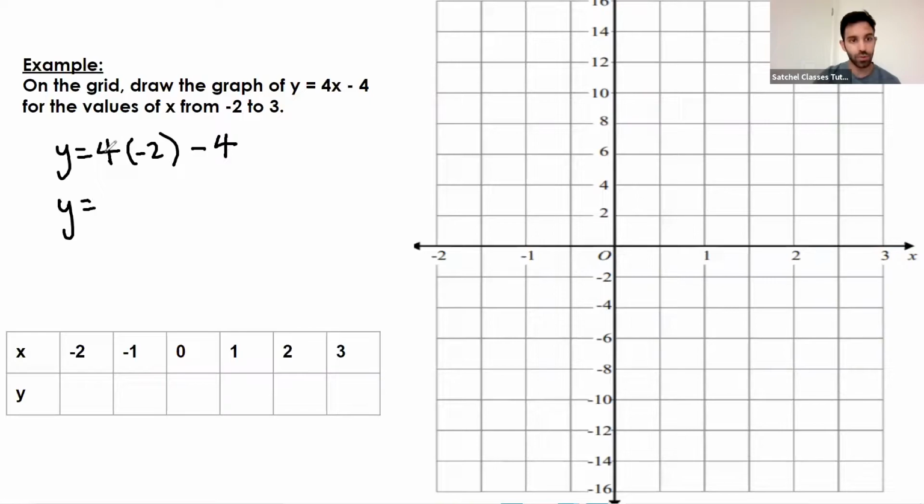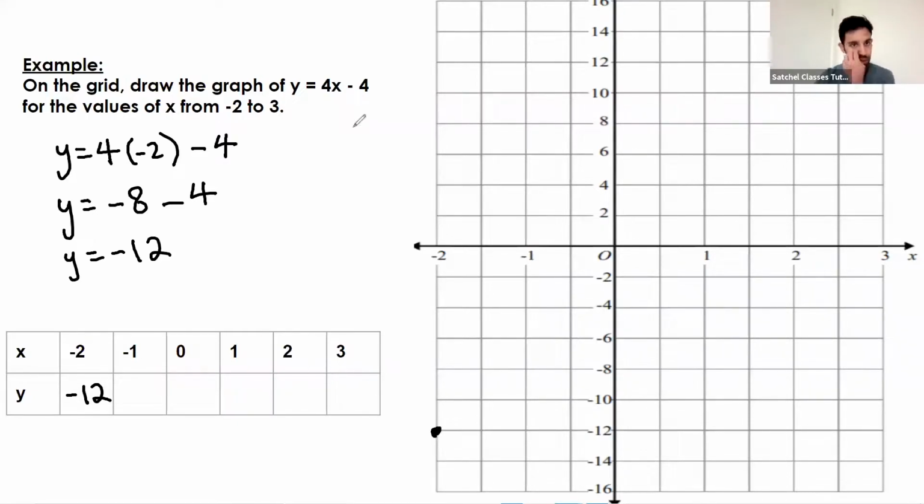So y is equal to 4 times minus 2 is minus 8, and then minus 4, well, that's going to give us a y value of minus 12. Minus 8 minus 4 is minus 12. So when x is minus 2, the output y is going to be minus 12. And we can plot that point or the coordinates. So we're going minus 2 across the x-axis, and minus 12 along the y-axis. So that's our first coordinate there, and I've just plotted it.